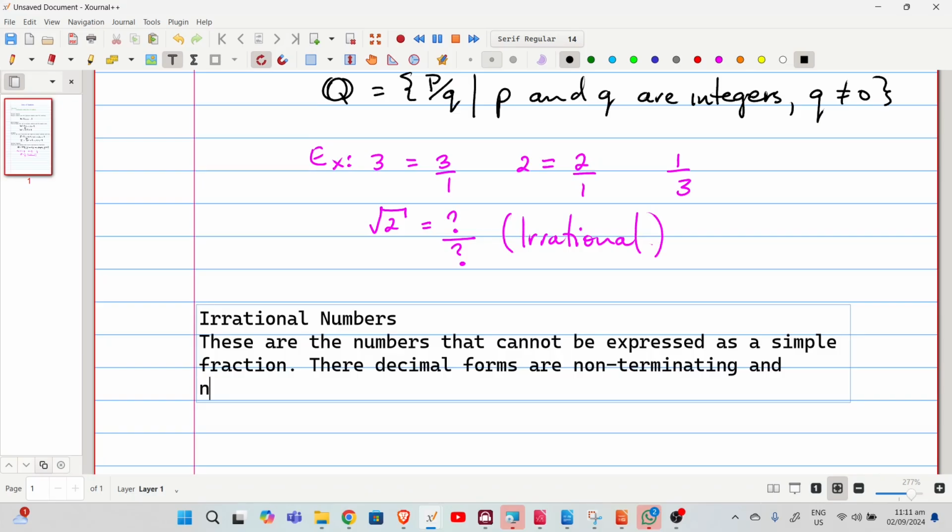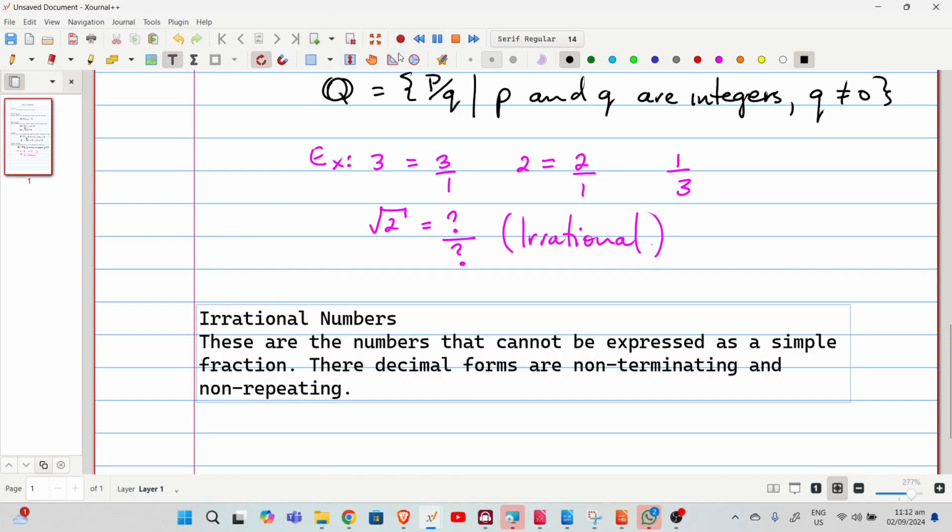And non-repeating, meaning that it doesn't repeat at any point in time. The pattern of numbers doesn't repeat. For example, 0.33333, so on and so on, that's non-terminating. But the 3 is repeating itself, so that's not an irrational number, right?